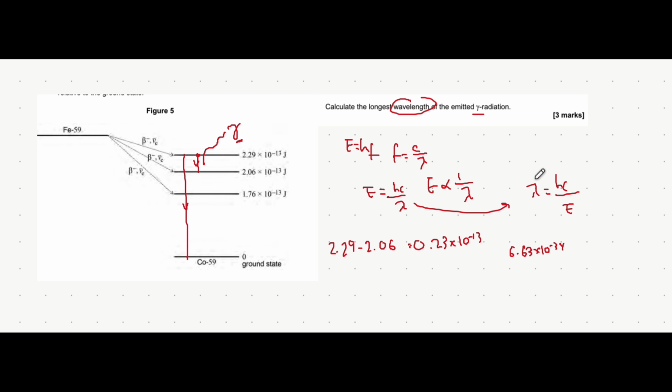C, we can assume that because it's gamma radiation, it's a photon, so it travels at the speed of light, so that's 3 times 10 to the power of 8, all divided by the energy in joules, which is already found here, so 0.23 multiplied by 10 to the minus 13. That would correlate to the longest wavelength that's produced. So I'm just going to very quickly find that. 6.63 times 10 to the minus 34, all multiplied by 3.